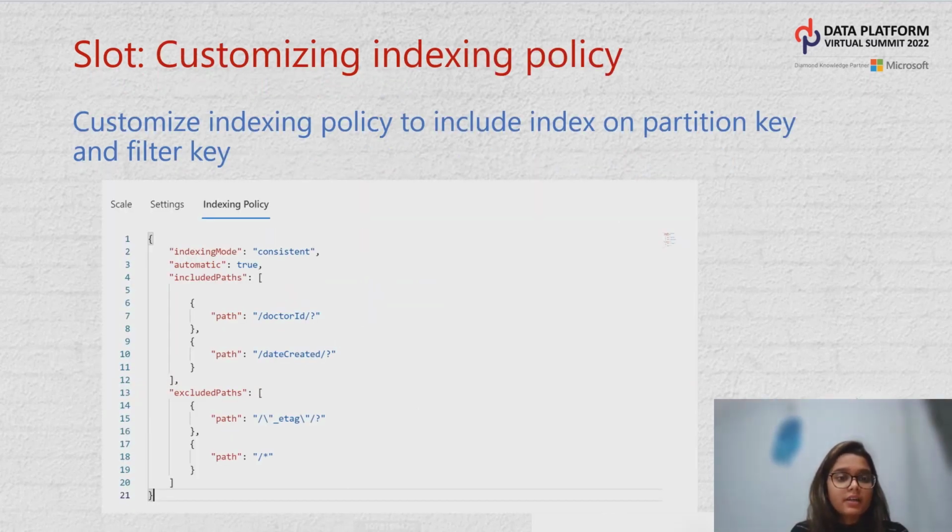We customize our indexing policy by including doctor ID, because that is the partition key, and that needs to be indexed, and date created, since that's what we are querying on. So by creating an index on date created, we can improve our query performance. And the rest of the things we are not including, and we are adding them to excluded paths so that we don't create any additional indexes.